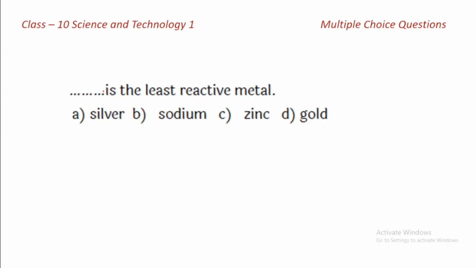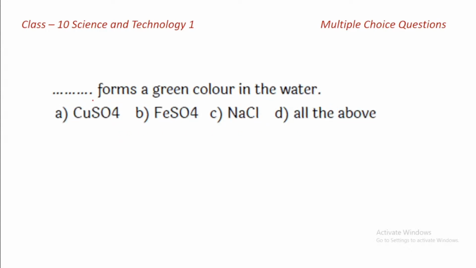The next question is: dot dot is the least reactive metal. Silver, sodium, zinc and gold. So option D, gold is the least reactive metal. Among all these four, gold is the least reactive. Dot dot forms green color in the water. CuSO4, FeSO4, NaCl, or all the above. The correct answer is FeSO4, which forms green color in the water.